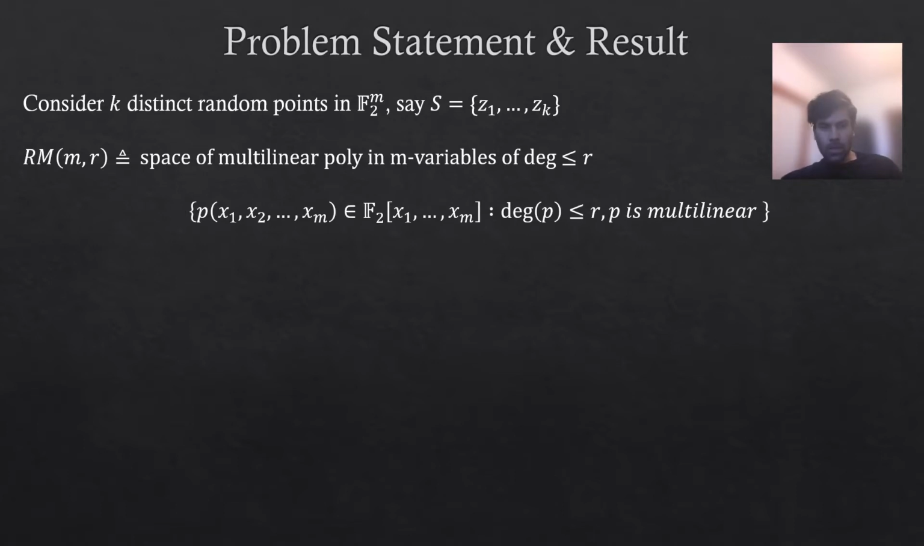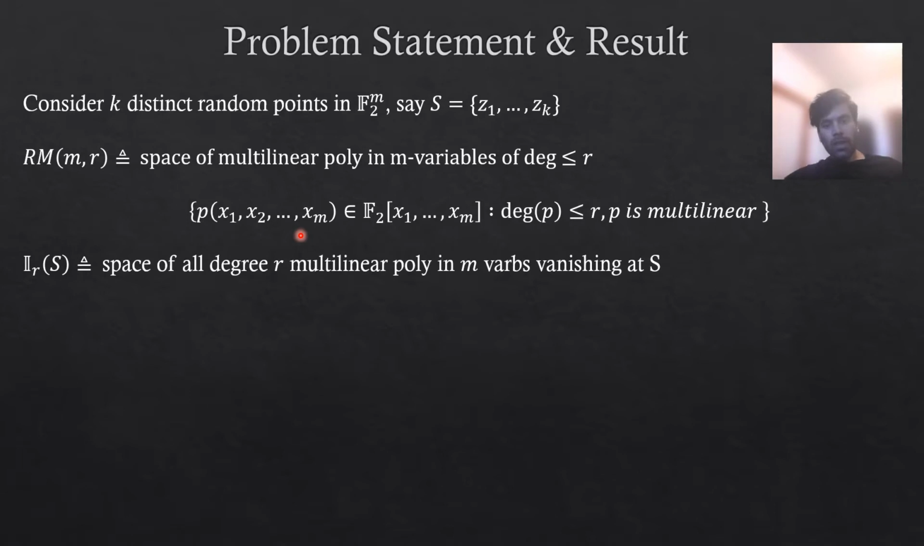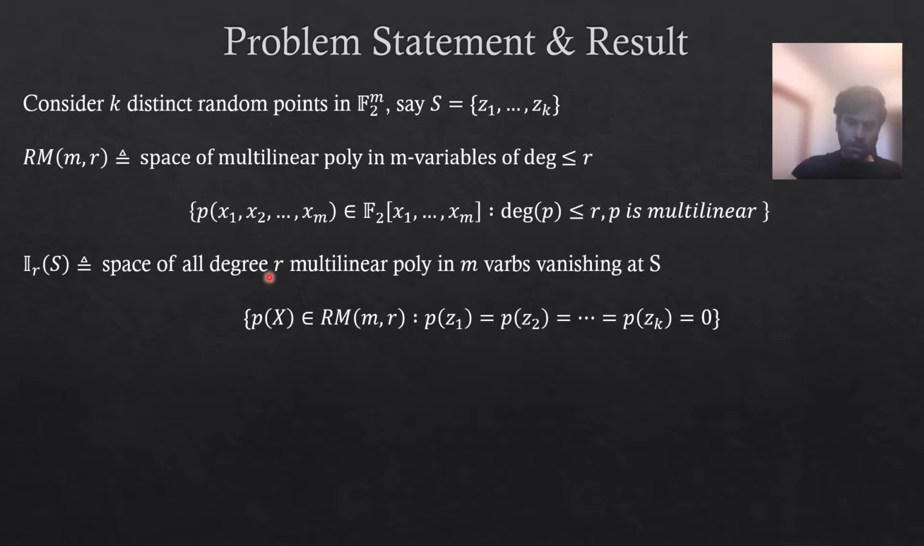So these are just described in a little more set theoretic notation. These are polynomials which consist of monomials of degree at most r. They are multilinear, so the individual degree in each variable is at most 1 and the field is F2, so the coefficients are either 0 or 1. And what we will analyze is the space of all degree r multilinear polynomials, so polynomials belonging to RM(M,R), which vanish at every location in S. So a bit more formally, this is what we want to analyze.